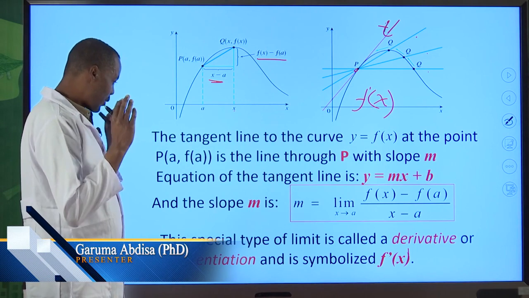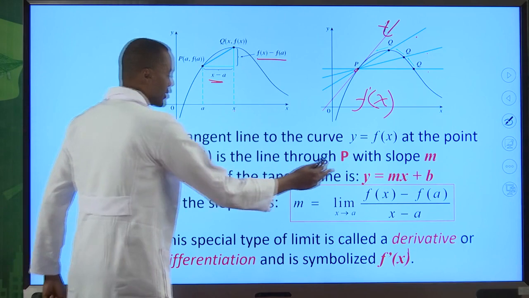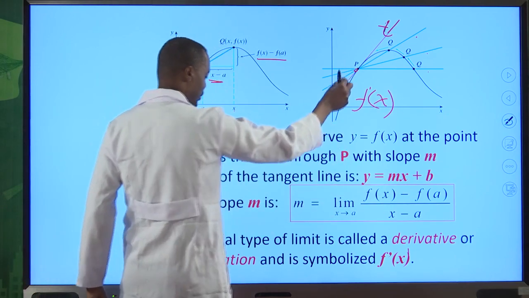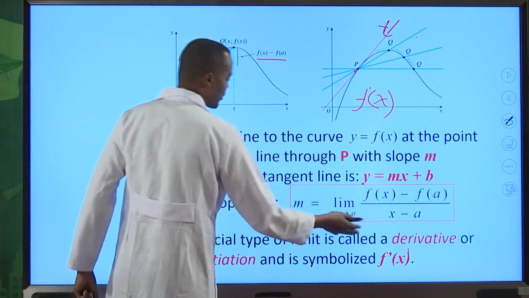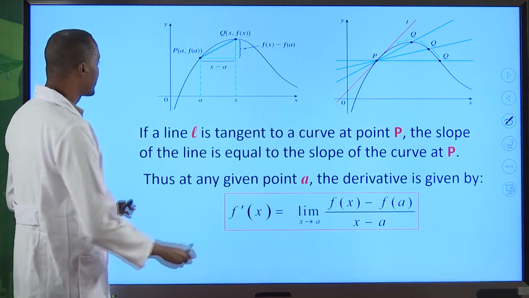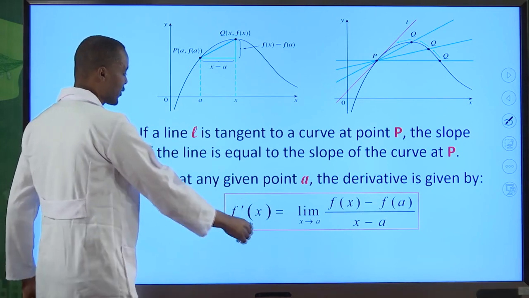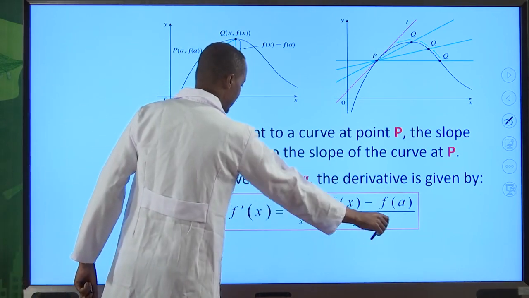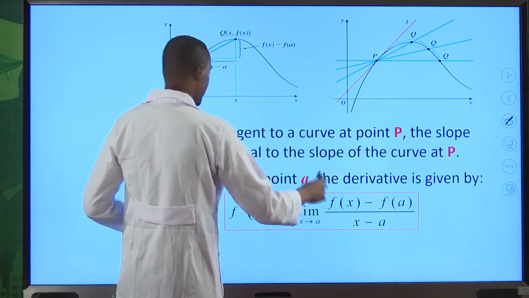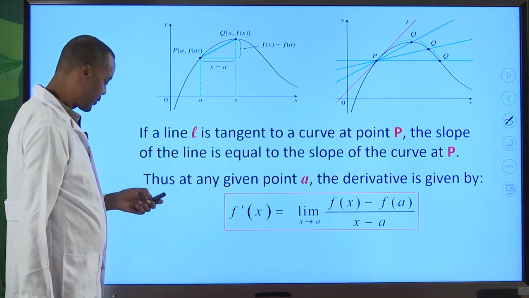It is of great importance to have in mind that derivative is nothing more than calculating the slope of a curve at a particular point, and it is given a special name which is called derivative. So the derivative is defined as f prime of a, the limit of f of x minus f of a over x minus a as x approaches a. This comes from the formula that essentially moves the 2 points P and Q closer to each other.